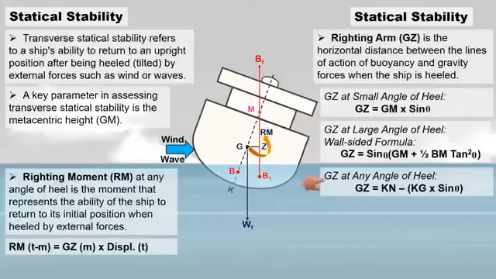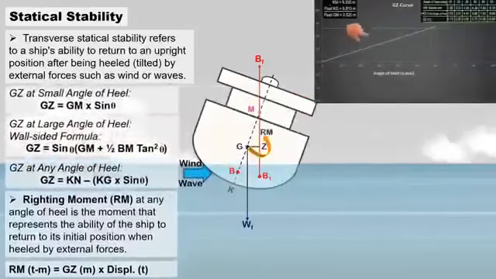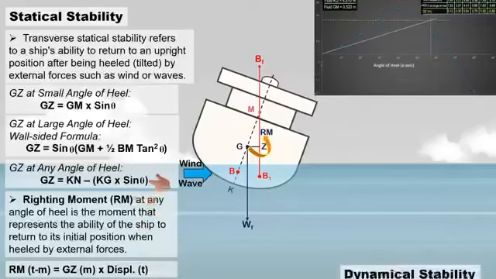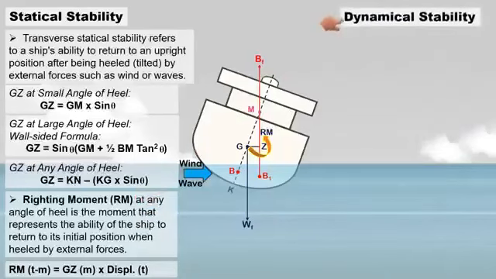In these formulas, theta represents the angle of heel. When a vessel is heeled at 10 degrees or less, it is considered a small angle of heel, and you can use this formula. At a large angle of heel, a wall-sided formula must be used. This formula can be used at small and large angles of heel. Before we proceed to a graphical representation of the righting lever, the GZ curve, and calculating the moment of statical stability, or righting moment, let's define first dynamical stability.